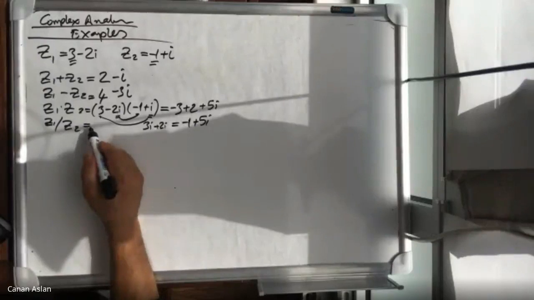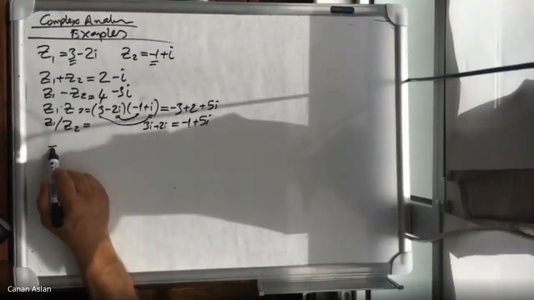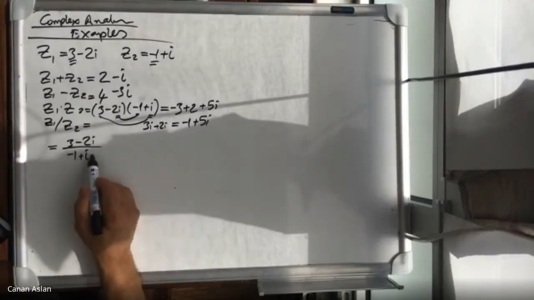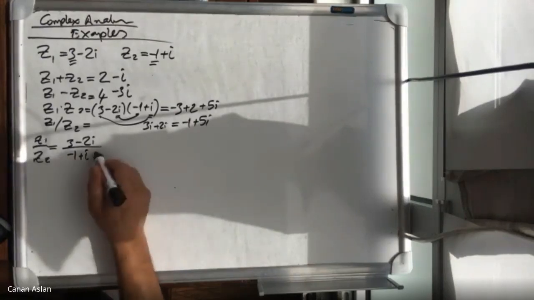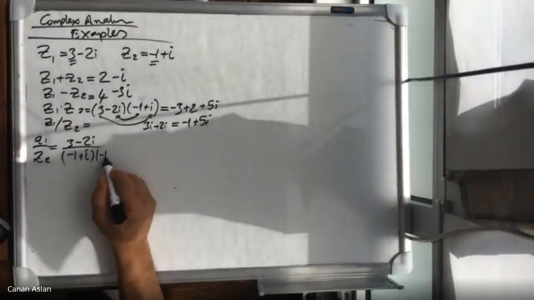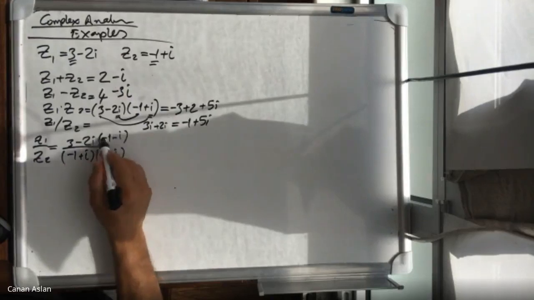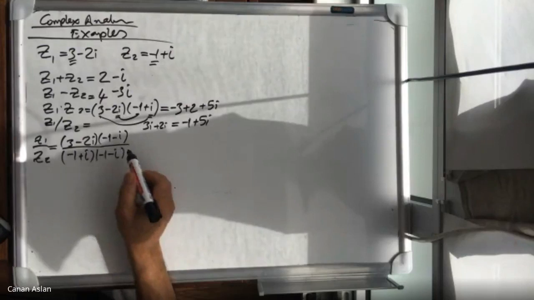Now the division is going to be slightly more difficult. Okay, so it will be equal to 3 minus 2i divided by minus 1 plus i. Okay, so we don't really want complex numbers in the denominator. This is Z1 over Z2. So what we do is we multiply the top and the bottom by the conjugate. Never forget this parenthesis. Minus 1 minus i, and then minus 1 minus i. As soon as you put this parenthesis, you have to do this also. Otherwise, mathematically, it will be incorrect.